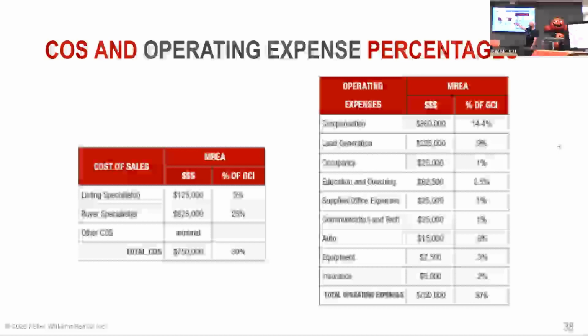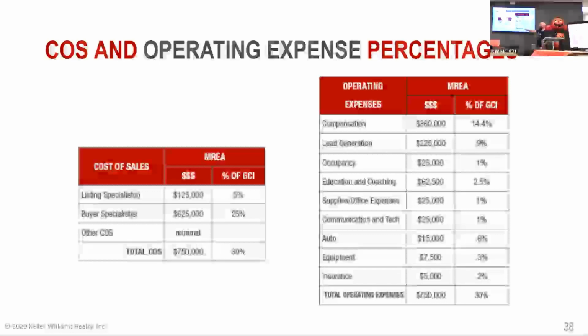But your cost of sale is going to be your listing specialist, your buyer specialist, and then other costs of sale. And for the millionaire real estate agent, they're going to be expecting to spend about $125,000, which is 5% of their GCI, while their buyer specialist is $625, which is 25%. Now, understanding that that is only a portion, because if you remember, that is adding up to this $750, right?